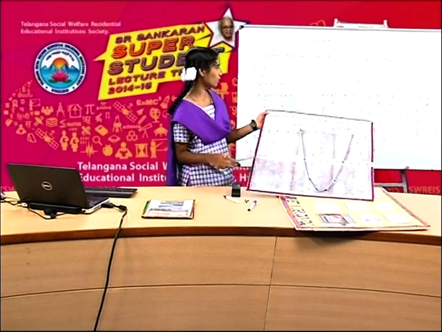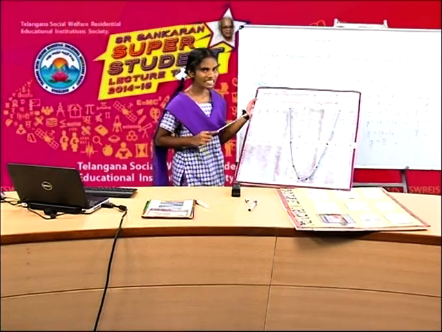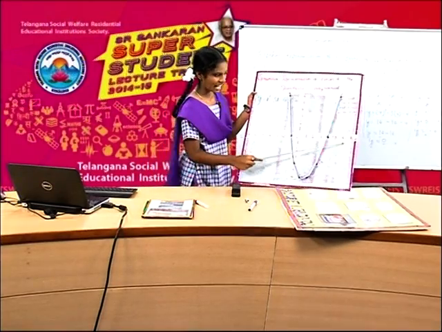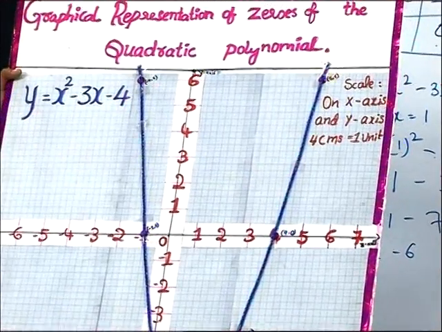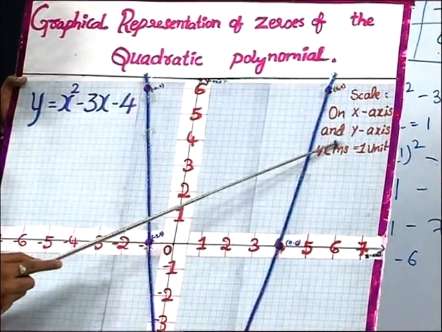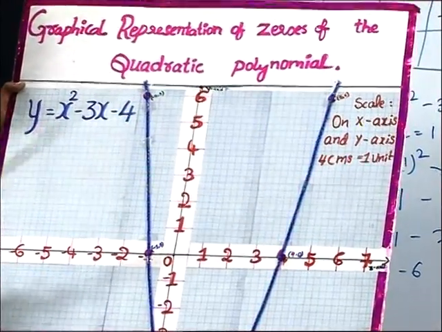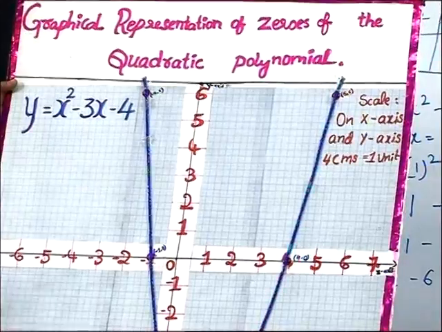Friends, I have plotted these points in this graph. This is the x-axis and this is the y-axis. On the x-axis and y-axis scale, I have taken 4 centimeters equals 1 unit.